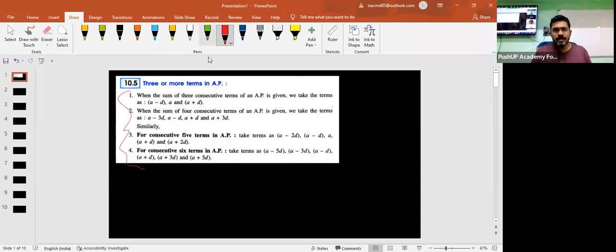When the sum of three consecutive terms of an AP is given, we take the terms A minus D, A and A plus D. When the sum of four consecutive terms of an AP is given, you take this format. And then, for five terms, this is the format. And for six terms, this is the format. So this is the textbook explanation, right?